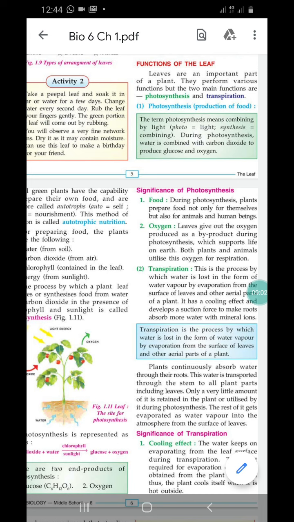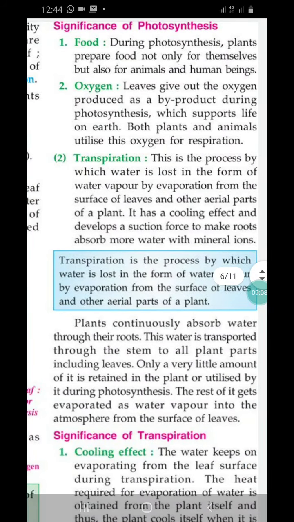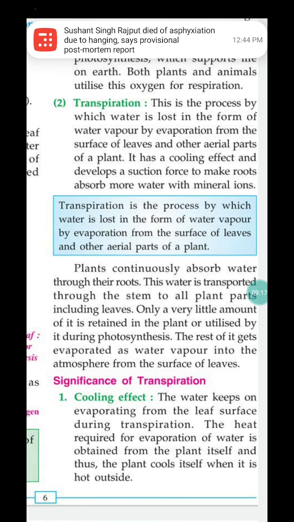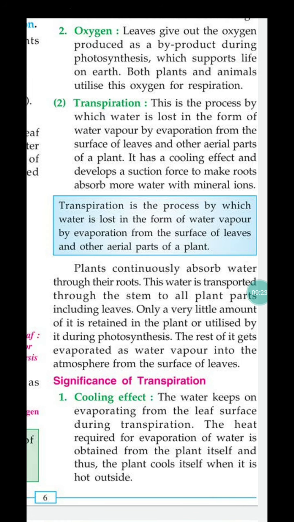Transpiration is a process where water is lost in the form of water vapor by evaporation from the surface of leaves and other aerial parts of a plant. So, transpiration is nothing but loss of water from the plant body. Why is this water lost? In order to make the stomata open and close.